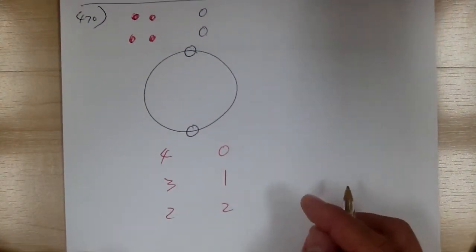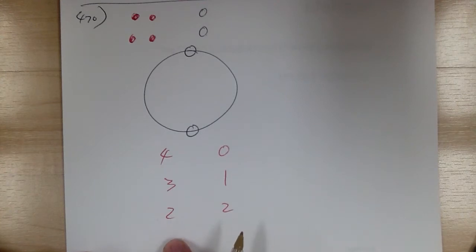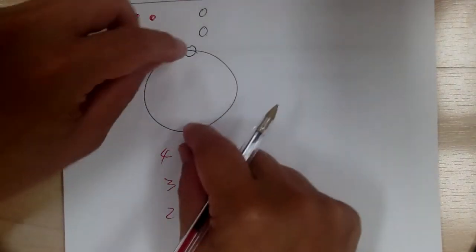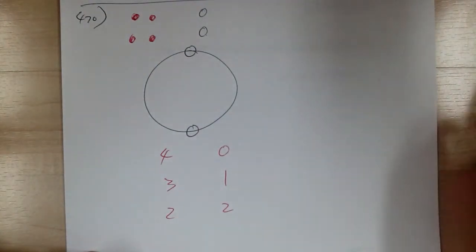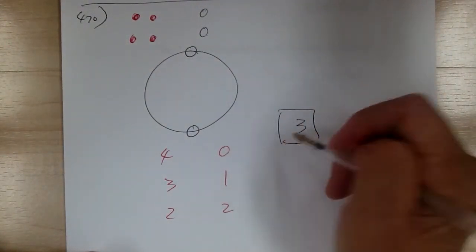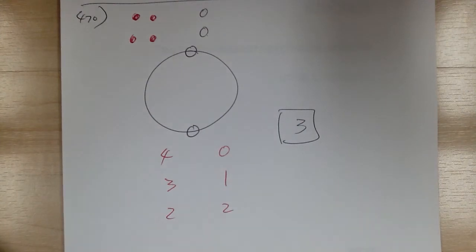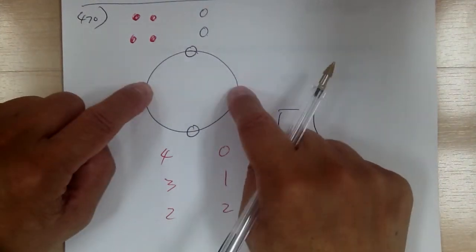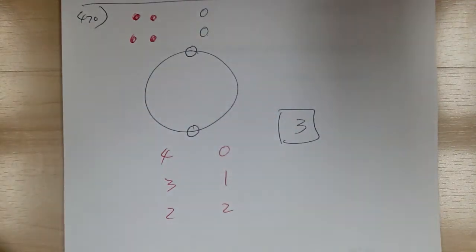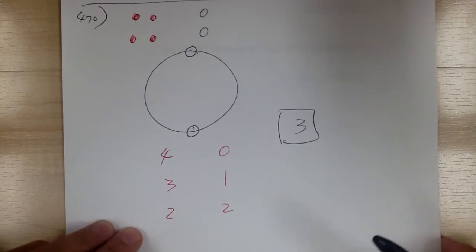And that's it. Because if you go 1, 3, it's the same as 3, 1 because it's a circle, it can rotate. So the answer would be 3. There are only 3 ways to do this. You can put 4 red and no red, 4, 0, or you can put 3, 1, or you can put 2, 2. Okay, let's go to the next one.